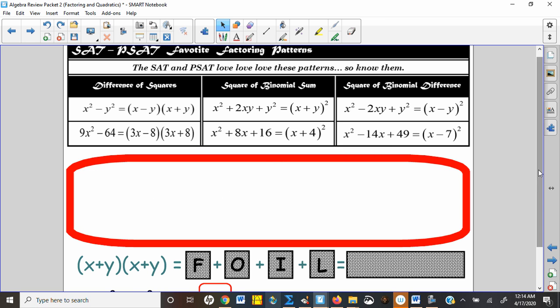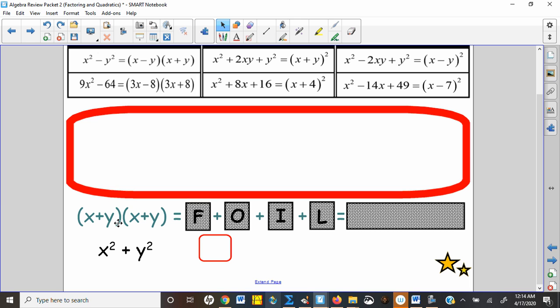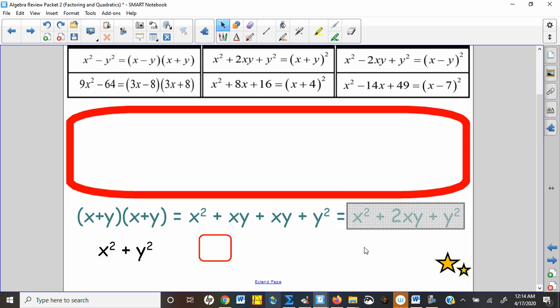Negative times a negative. Here's just a proof of the x plus y formula. X times x is the first term. x times y is the outers. Another x times y for the inners. And then finally at the end, the y times y. And the two xy's go together. Okay?